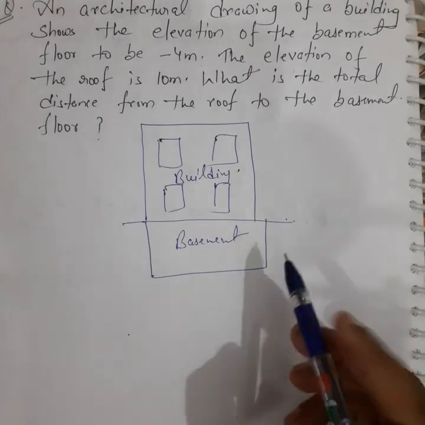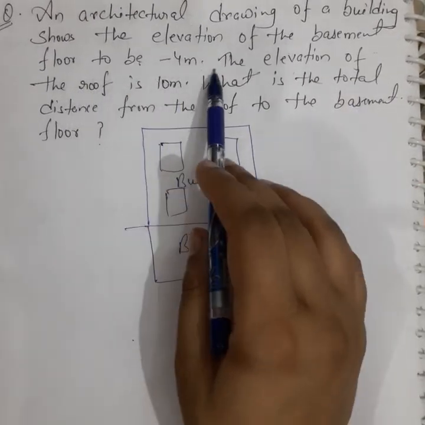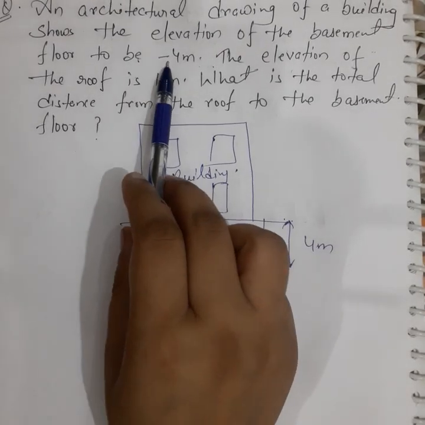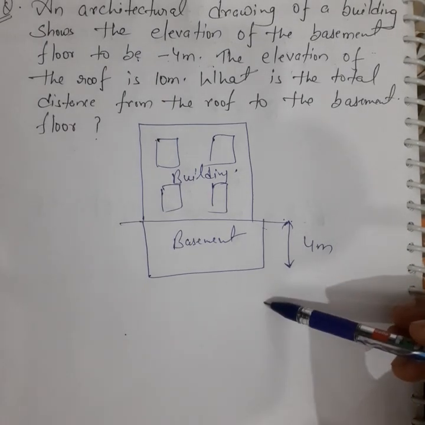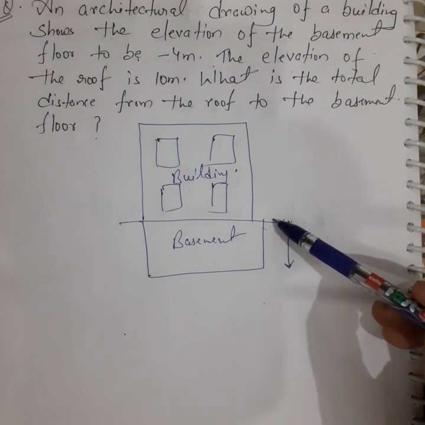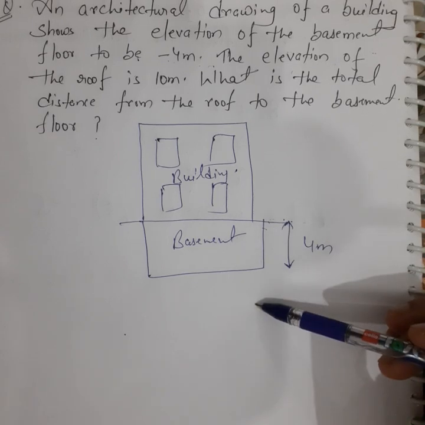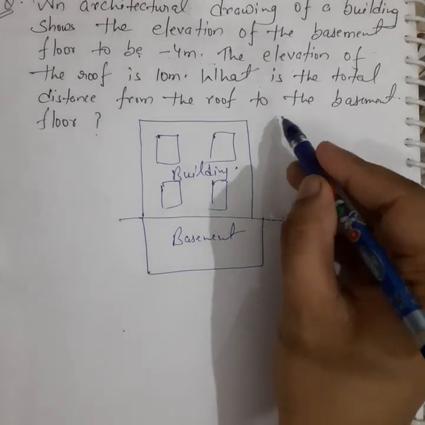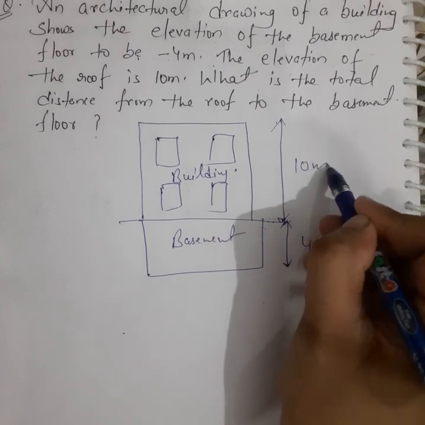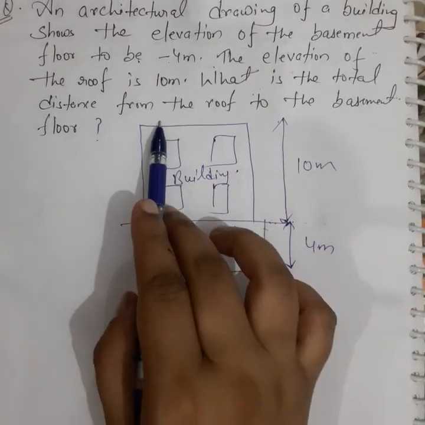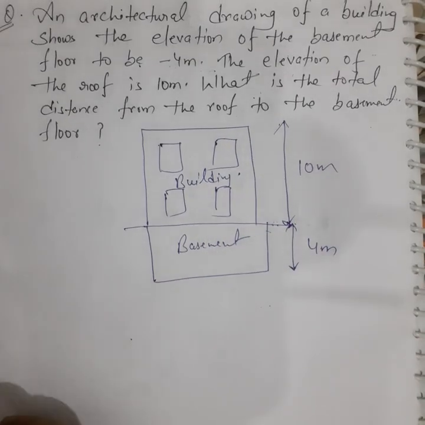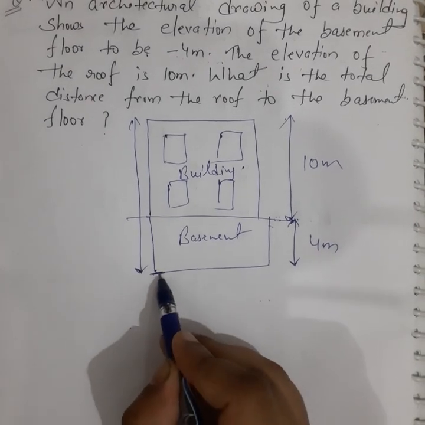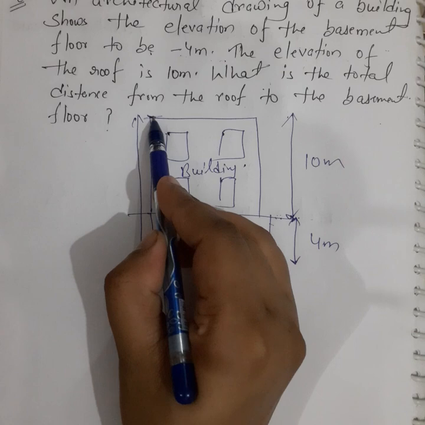Now student, it is given the elevation of the basement floor to be minus 4 meter. This distance is 4 meter. Here minus means the basement is below the ground level. Minus shows the basement is below the ground level. The elevation of the roof is 10 meter. It means the height of the roof from the ground is 10 meter. What is the total distance from the roof to the basement? What we have to find out? We have to find out the total distance from the floor of the basement to the roof.